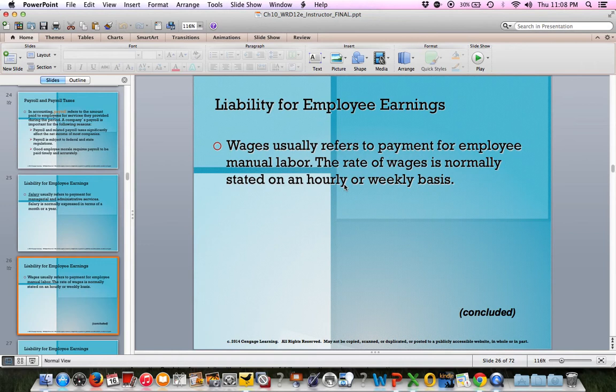Wages usually refer to payment for employee manual labor. The rate of wage is normally stated on an hourly or weekly basis. So salary is kind of just a fixed amount per month or year, whereas a wage is typically an amount per hour.